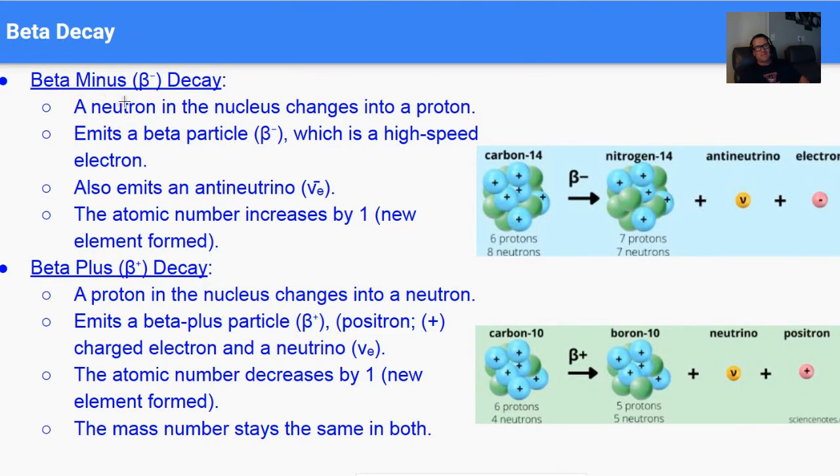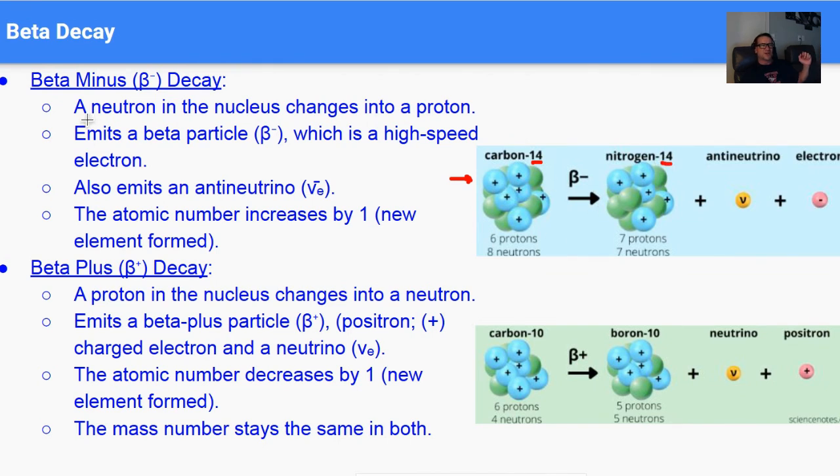The first one's beta minus. So we're going to make new elements here. One element is going to be converted into something else. And right here, beta minus is the top picture. So we start with carbon-14. 14 is its mass number because it's got 6 protons and 8 neutrons. 6 plus 8 is 14. The mass number is not going to change after this decay.